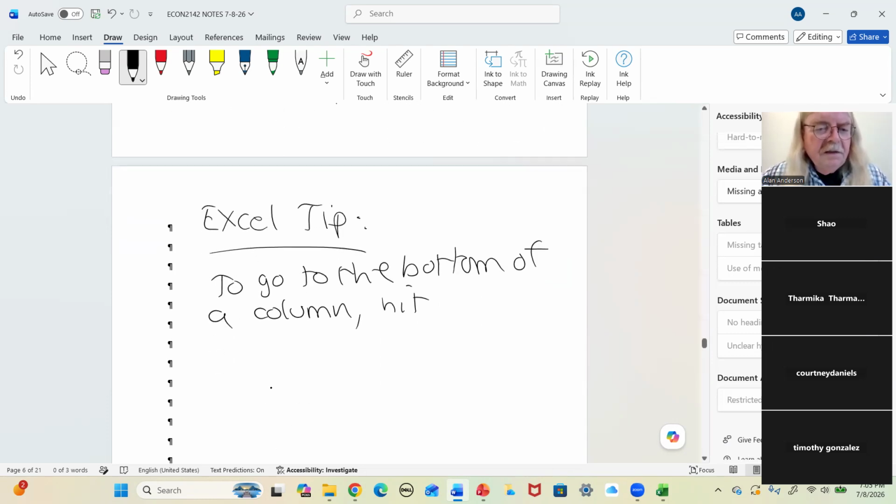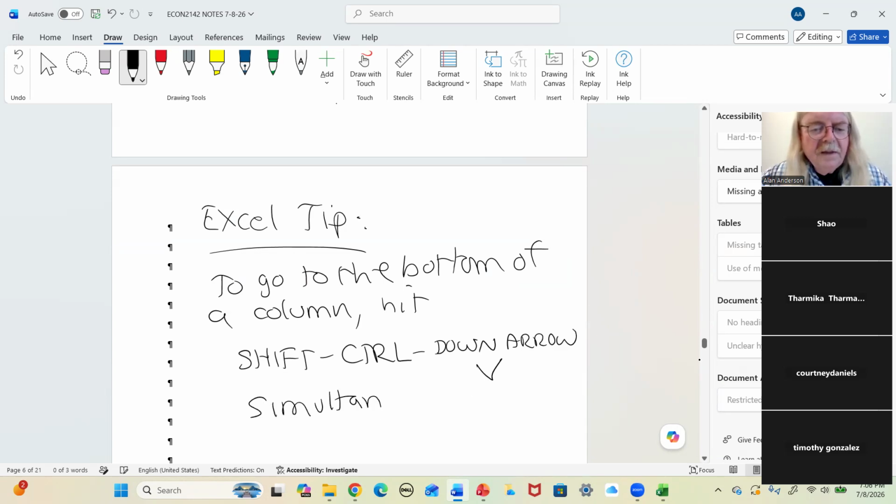Shift, Control, and then down arrow. This keyboard, the down arrow is this key. It's way down in the bottom right. Simultaneously, that is.